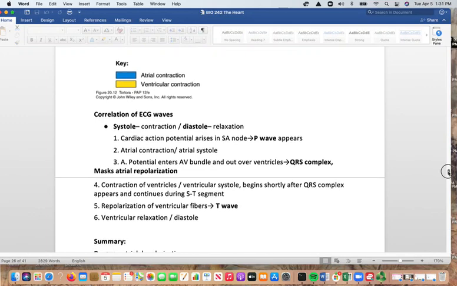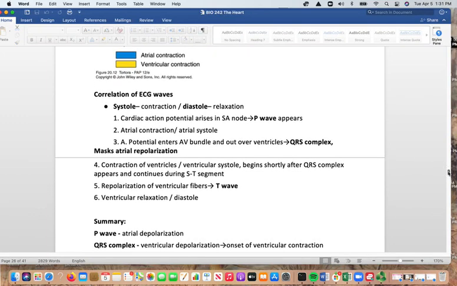So during systole, that's the contracting phase, diastole is the relaxation phase. Your cardiac action potential is going to arise in the SA node. This is what's going to cause you to have the appearance of the P wave. And you have the atrial contraction or systole, and then the action potential is going to move to the AV bundle and spread out over the ventricles. This is going to trigger producing your QRS complex.